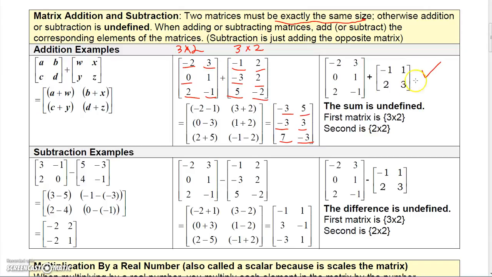This example here, you can't add them because they're different sizes. The first matrix is a 3 by 2. The second one is a 2 by 2.